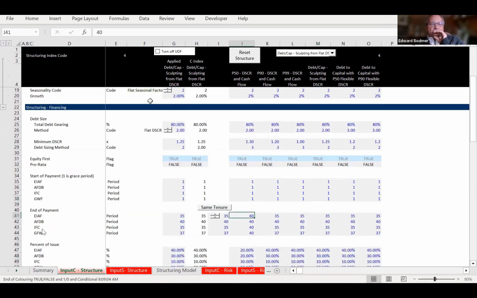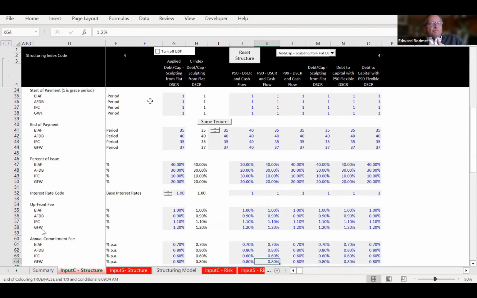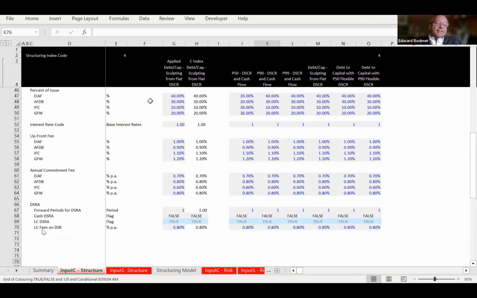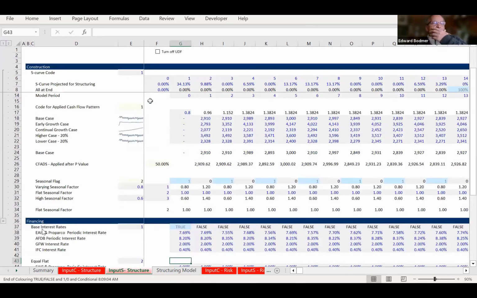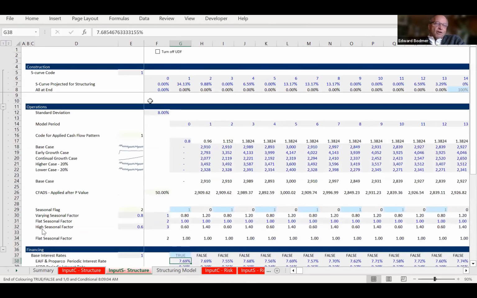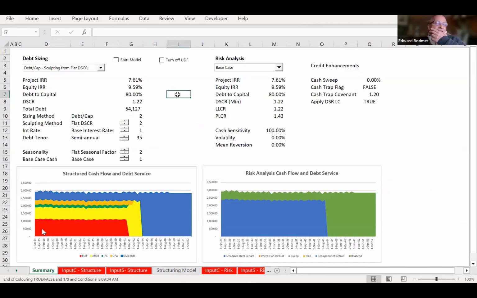I just made some scenarios up where, in terms of periods, these are semi-annual periods. We've got different tenors for the different debt issues, different percentages for each issue, different fees, different interest rates, and the interest rates would be in input S. So we've got the different patterns of cash flow. And the first thing we'll do is work through some debt sizing. So here is our cash flow.